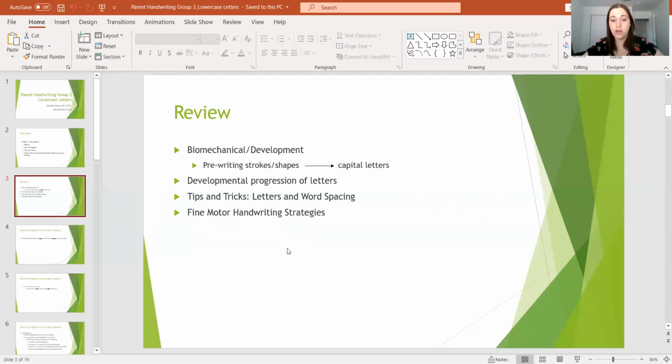Our tips and tricks section last week was about letter and word spacing, so how to help our kiddos when they're not able to space their letters and words appropriately. And then we talked about fine motor handwriting strategies. So if any of that sounds interesting to you, I encourage you to look at last week's parent handwriting group 2. And then if you want to start at the very beginning with our very fundamental basic skills, a more general overview of handwriting, that was in group 1, and all of those are posted as well.